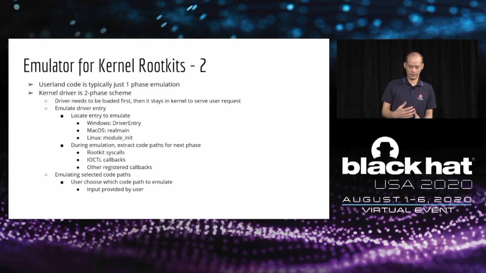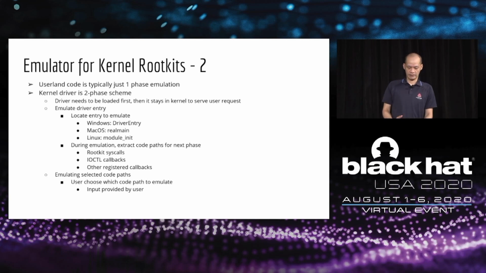But during this phase, we need to monitor and extract all the code paths that we can see when the kernel rootkit was initialized. So first of all, we want to extract the rootkit system calls, because a rootkit can override some system calls inside the system. We need to retrieve the I/O control callbacks and many other callbacks that depend on the platforms.